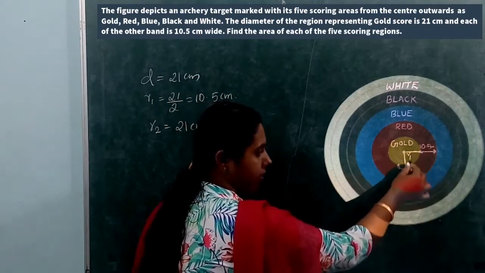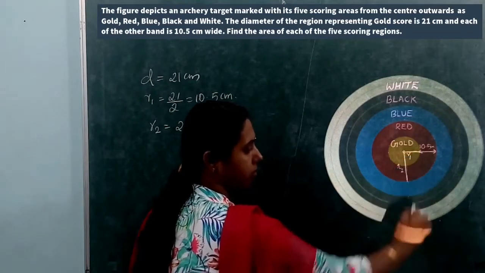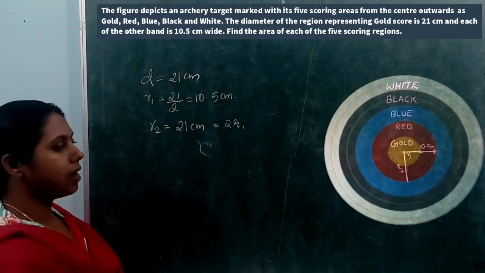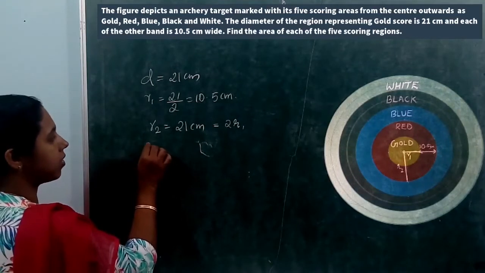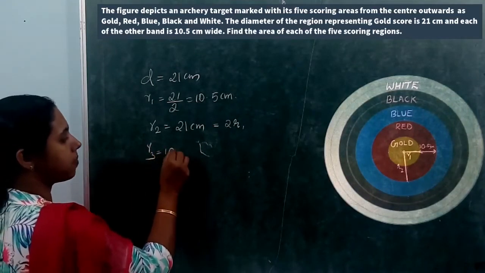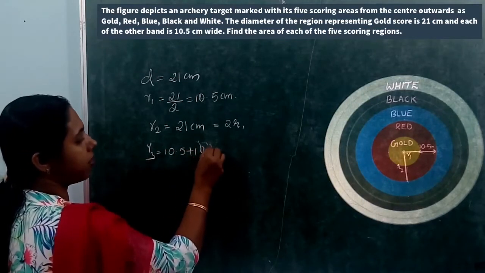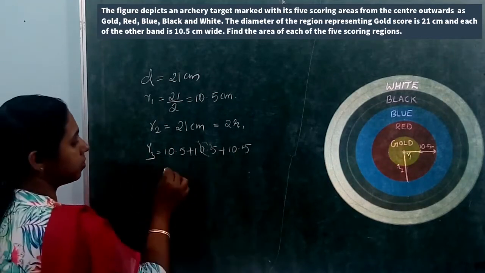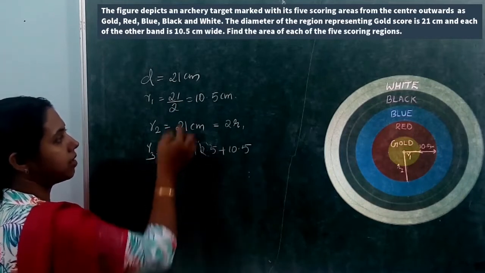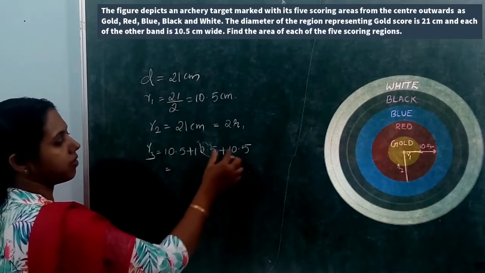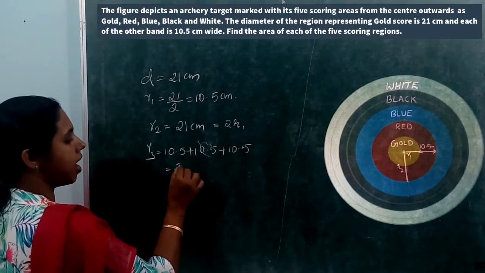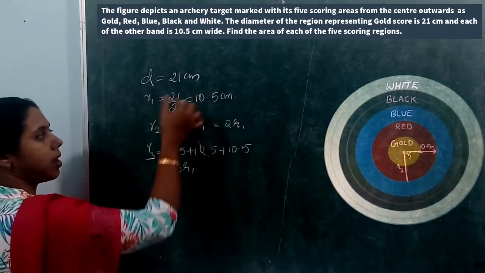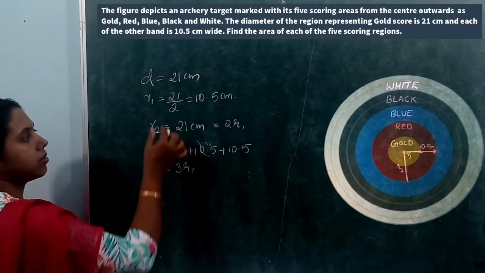So 10.5 plus this width, 10.5 plus 10.5. So the radius of the region gold, red and blue, that you can note as R3, is equal to 10.5 plus 10.5 plus 10.5, that is equal to 3 times R1. R1 plus R1 plus R1 is equal to 3 R1. So R1 is equal to 10.5, R2 is equal to double of this radius, R3 is equal to thrice of this radius.